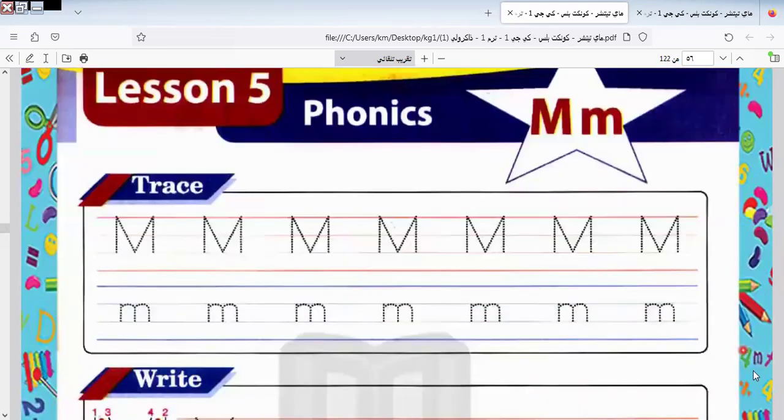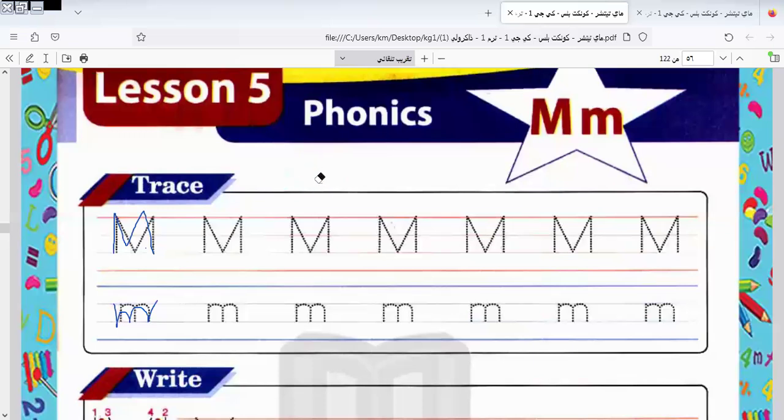Here is lesson 5. Let's go to lesson 5. This is called capital M and small m. I will write it here, capital M and small m. I will give you this in Connect. If you turn to the video of Connect, you can see how to write capital M and small m. There is capital M and small m.